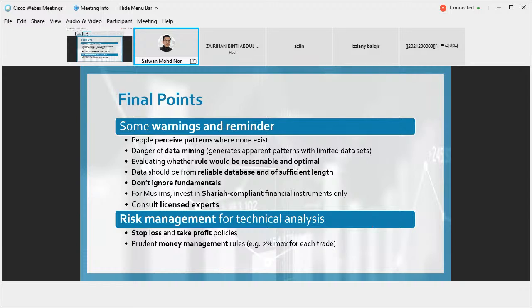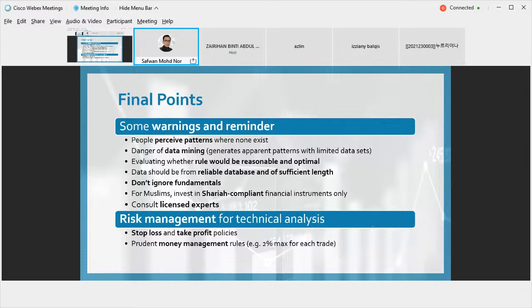Some of the dangers when you want to use technical analysis: people are creatures that like to look at patterns, isn't it? So sometimes we tend to perceive patterns where actually none exist. Another danger is data mining or data snooping bias. Economists, surely you know this as well.